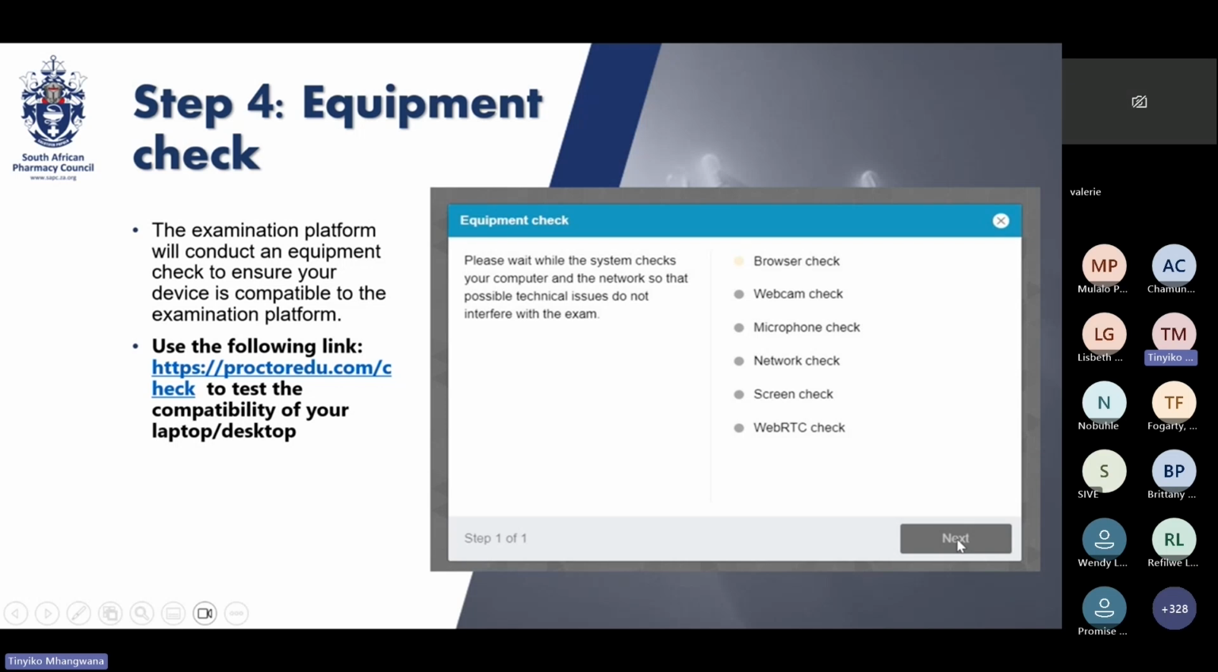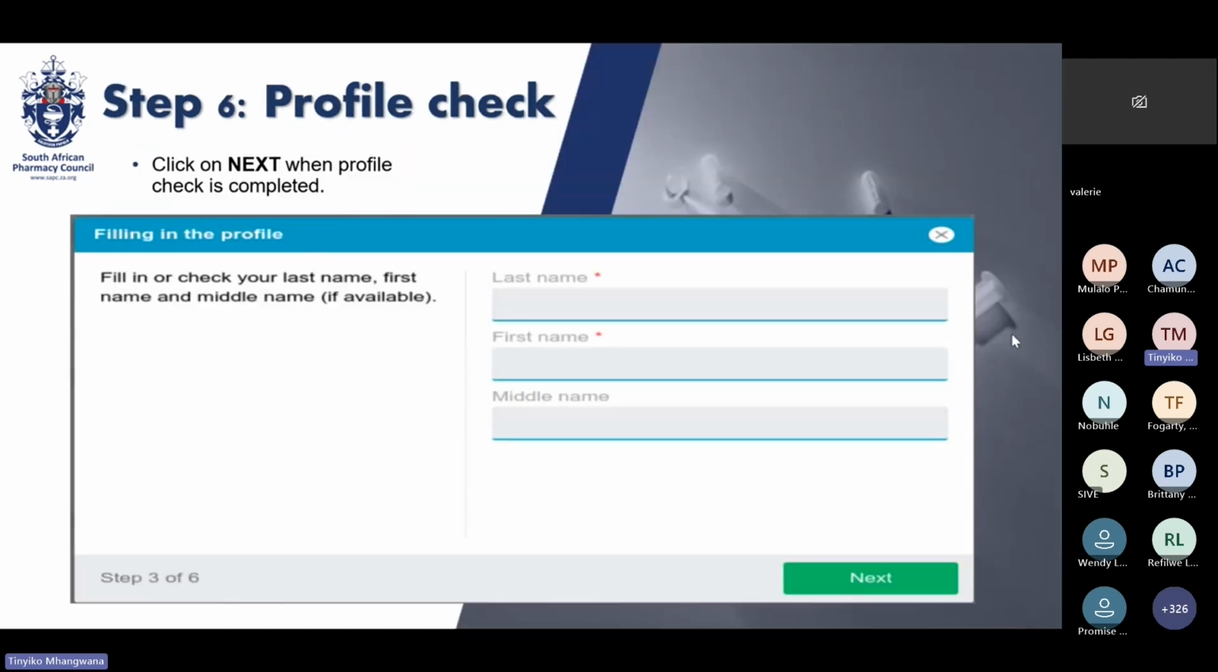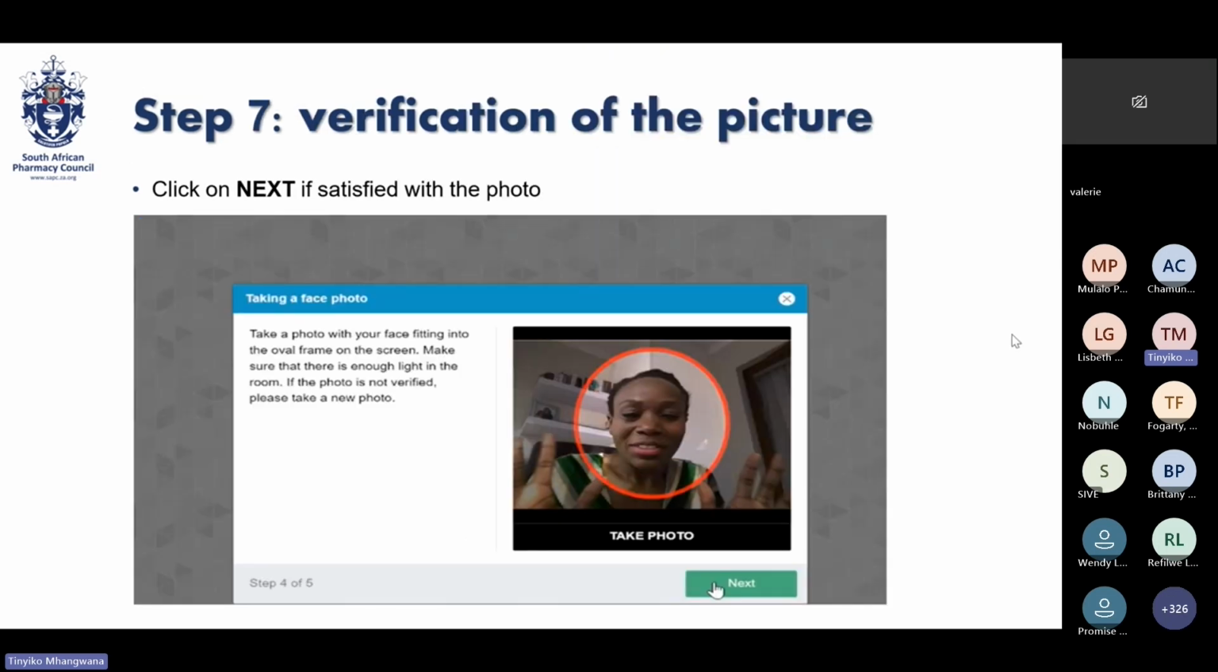As soon as it is happy that all these things are there and are fine, the next button will become green. Then you will press that, and then it will give you your name. You will have entered the exam platform. It will show your name. If it's not there, please update your last name and your first name. If you don't have a middle name, it's not a problem. Then press next.